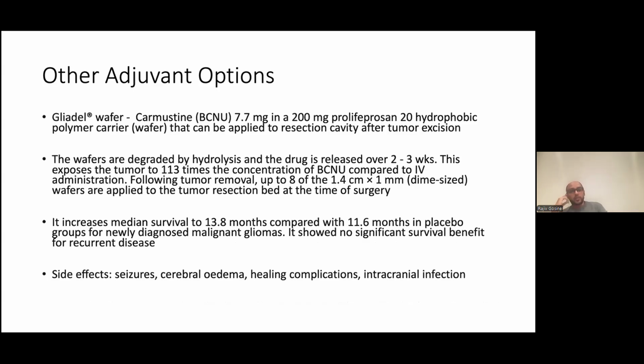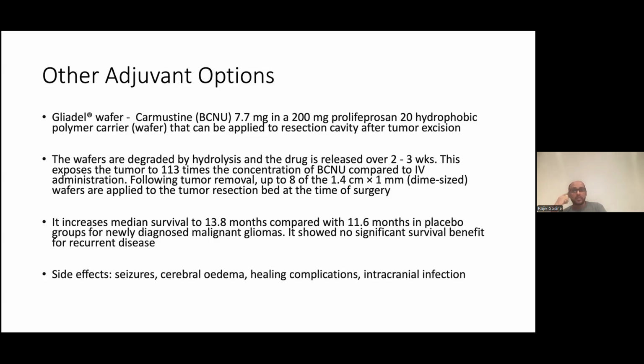In terms of other adjuvant options, we have in the literature the Gliadel wafer, which basically consists of 7.7 milligrams of carmustine in a polifeprosan 20 biodegradable wafer applied to the resection cavity after tumor excision. And these wafers are degraded by hydrolysis, and the drug is released over 2 to 3 weeks and is able to expose the tumor to about 113 times the concentration of the carmustine compared to IV administration. So following tumor removal, you can put about 8 of these little dime-sized wafers, about 1.4 centimeters in diameter and about 1 millimeter thick, into the bed of the cavity.